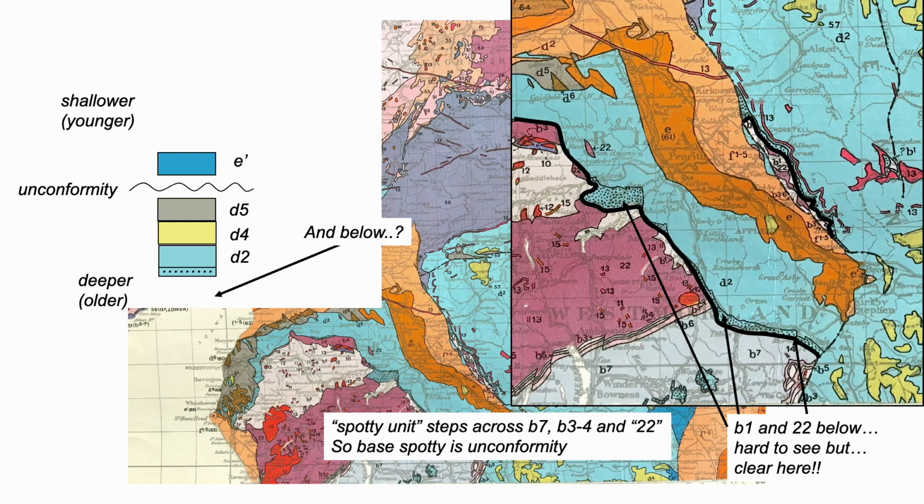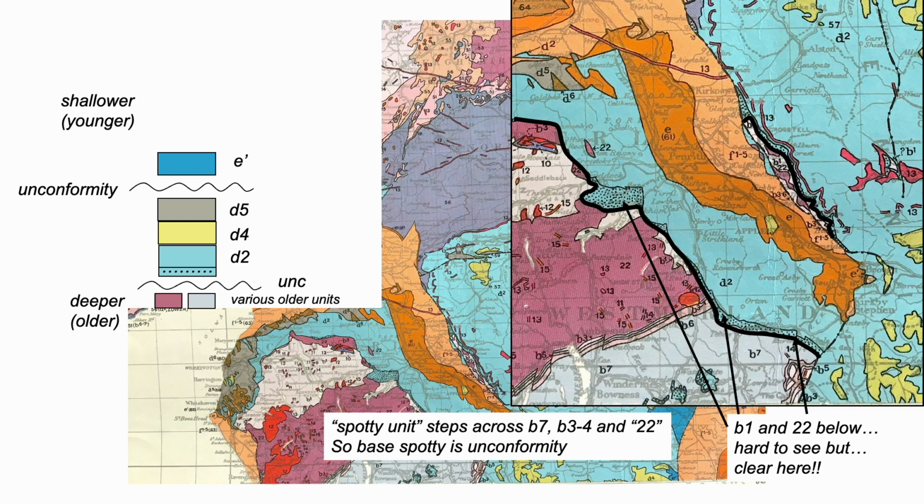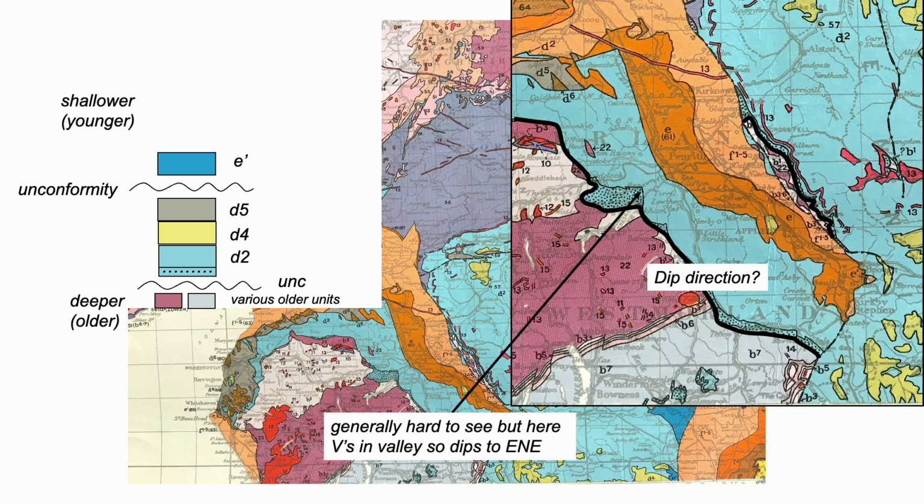So the base of the spotter is an unconformity, and I'll just sketch it on like this on our stratigraphic column. The small scale map we're working with makes it difficult to tell the relationship from the map pattern alone between those older units, so we'll just plonk them in as a package. Right, so what's the dip direction for this second bit of unconformity? And again, it's generally hard to see, but in this position here, there's a V in the valley, so that the boundary, at least the spotter unit, dips down this way towards the northeast.